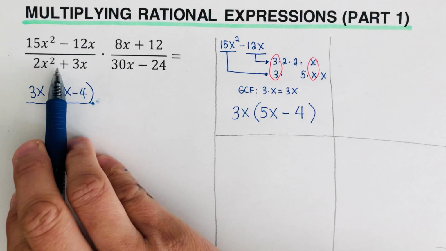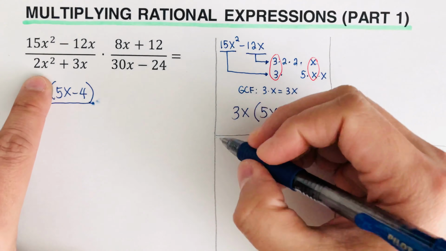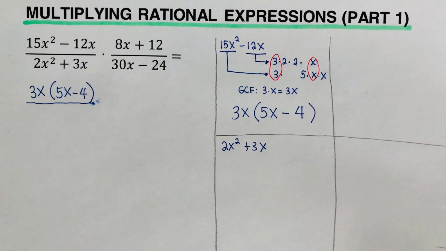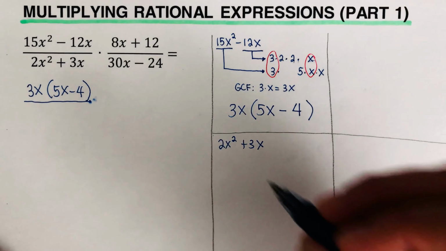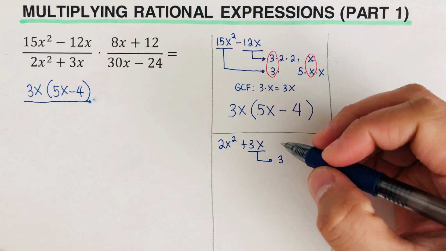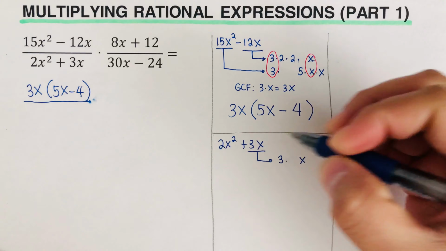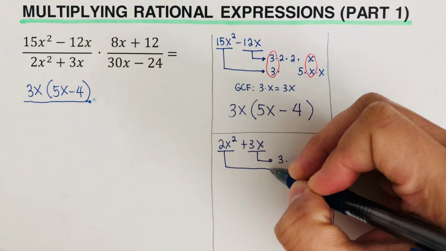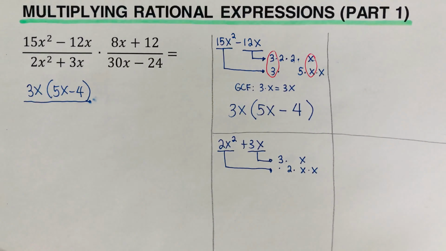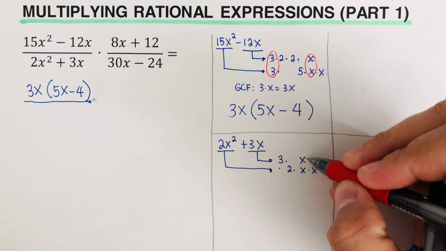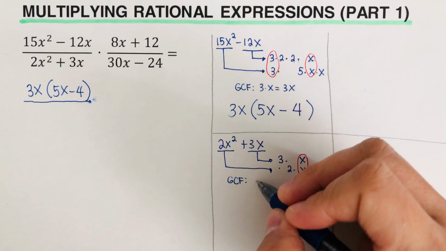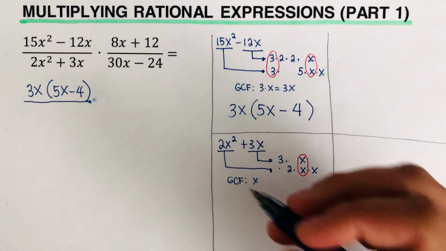Then I will do the same step for this one. I'm going to write it down here. That would be 2x squared plus 3x. Again, I will factor this out. To determine the GCF, we factor the 3x, which comes out as 3 times x, and then factor 2x squared as 2 times x and x. So we can say that the common factor would just be x. So the GCF is x, and we can factor out the x.